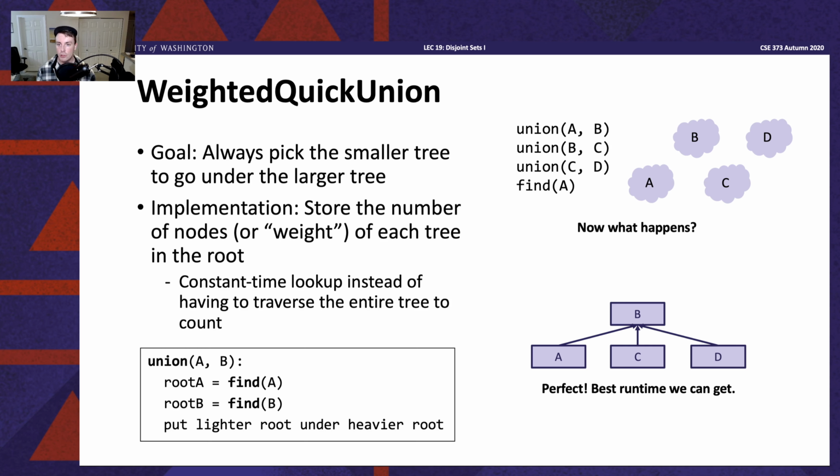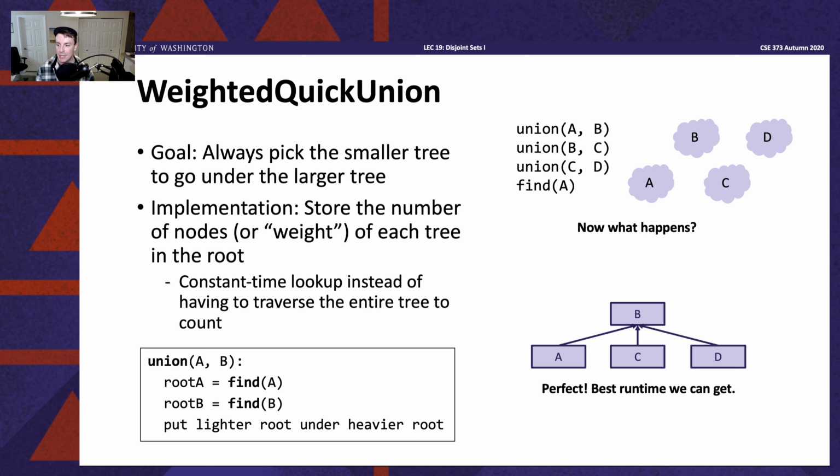And then I'll try union C, D. Well, first to do the union, we start with find. So find C, that takes us up to B. Find D, that takes us up to D. And then we need to say which one of these is lighter, which one has fewer nodes. Well, D has fewer nodes. So we're going to make D now point to B. And that's how we got this tree. This is hopefully the best case that we can get.